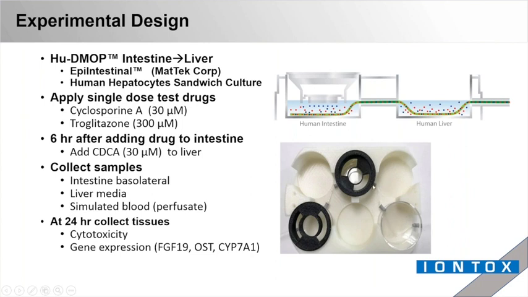So we can perfuse through a buffer that works by essentially diffusion kinetics, and it mimics blood flow through the system. And so we applied a single dose of test material to the apical surface here, 30 micromolar cyclosporin, 300 micromolar troglitazone. And then 6 hours later, we spiked in CDCA at 30 micromolar here in the liver, and that's just to increase intracellular CDCA levels. And then we collected intestinal media, now the basolateral here, the liver media here, as well as this simulated blood, what we call the perfusate, that would then come out at this end of the system. And then we assessed the tissues for cytotoxicity and gene expression.